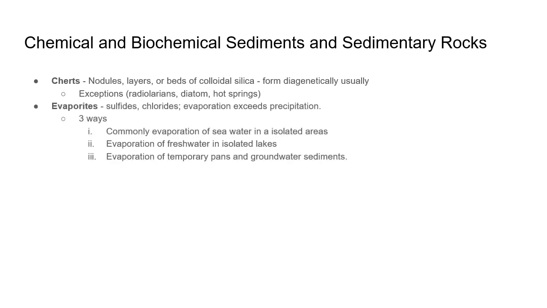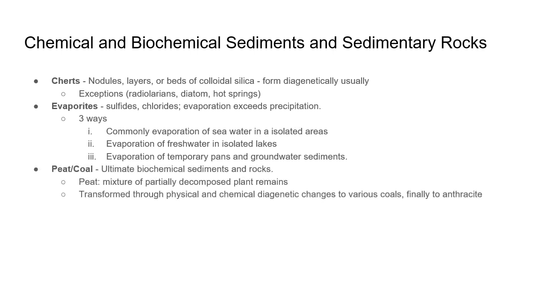Evaporites, another form of chemical sedimentary rock. These can include evaporites of sulfates and chlorides. In any case, the evaporation is exceeding precipitation. So three ways this can happen. First, most commonly, evaporation of seawater in an isolated area. Think of the Mediterranean or the Dead Sea. You can also have evaporation of fresh water in isolated lakes. These can also form evaporites based on anything that's dissolved within that fresh water. Or the evaporation of temporary pans and groundwater sediments. So areas that are maybe seasonal, you can get evaporites forming there as well.